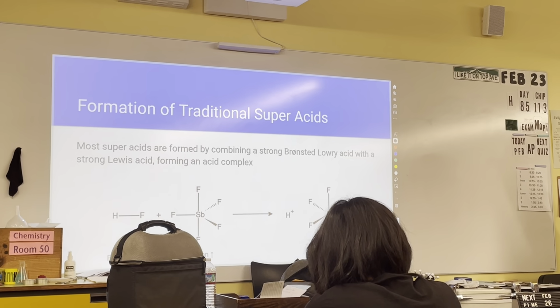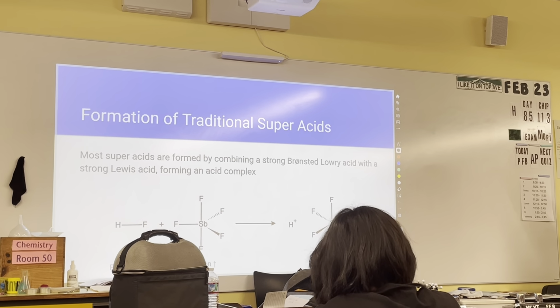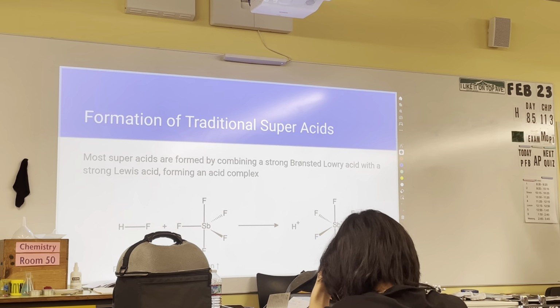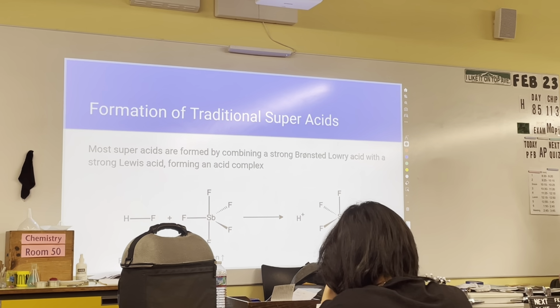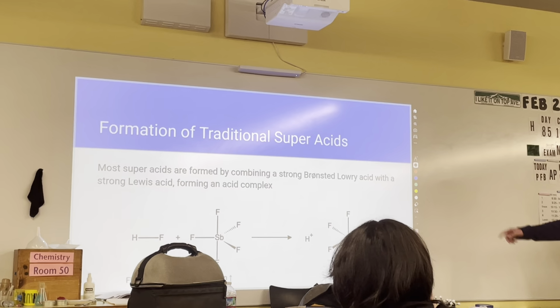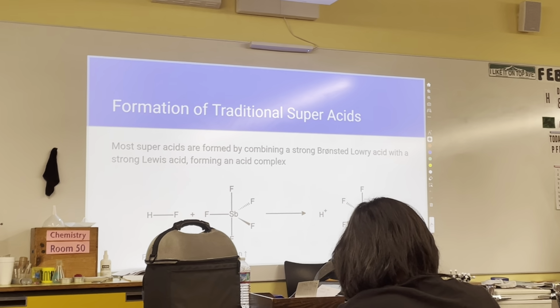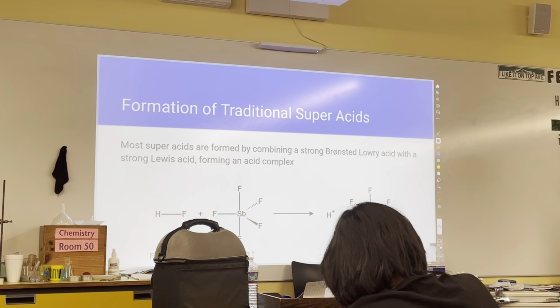Alright, so this is the formation of a traditional superacid. You have a strong Lewis acid and a strong Bronsted-Lowry acid, and when you combine them together, you form a superacid. So you can see right here, HF plus antimony pentafluoride forms fluoroantimonic acid.